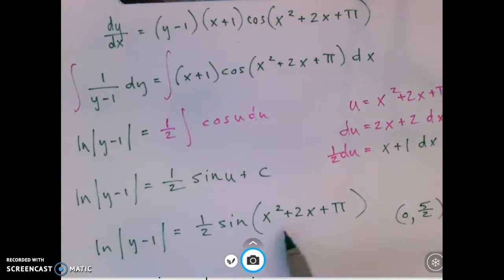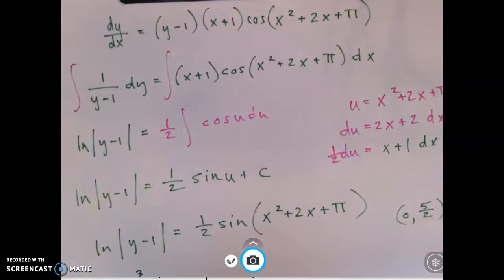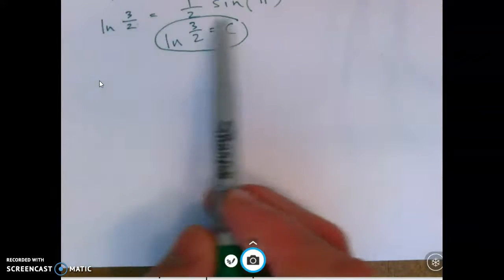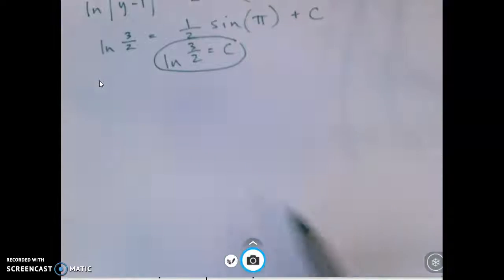So we're going to plug in 0 for x, we're going to plug in 5/2 for y, and we get ln of 3/2. We don't need the absolute value anymore. We know it's positive. Equals 1/2 sine of 0 squared plus 0 plus pi, so sine of pi. Okay, so ln of 3/2 equals 1/2 times sine of pi. Sine of pi is 0, plus c, therefore c equals ln of 3/2.